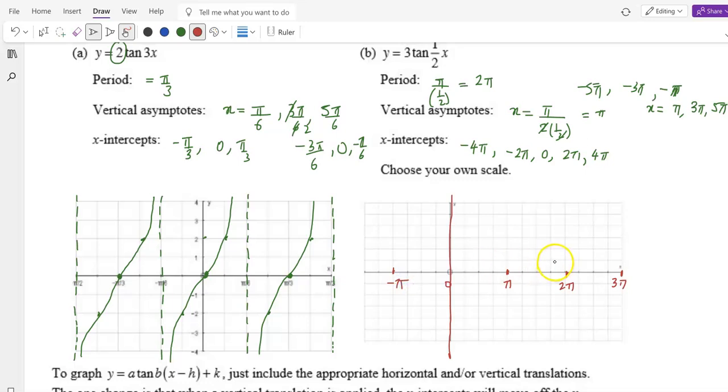Now this plot is your vertical asymptotes. The vertical asymptotes are minus pi, pi, 3 pi, and then 5 pi and minus 3 pi. Yeah, that is all of them.